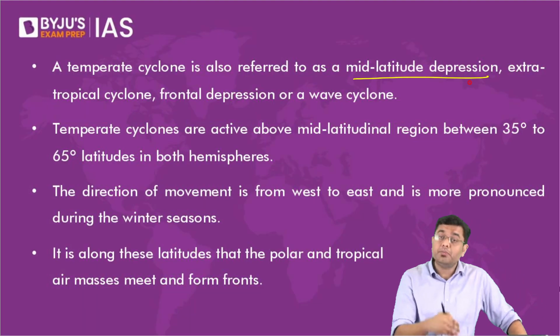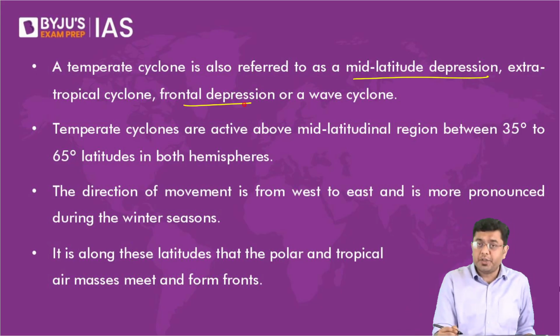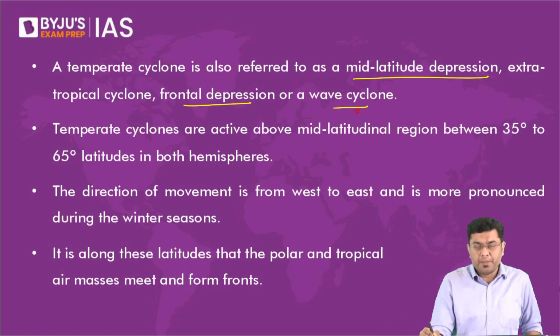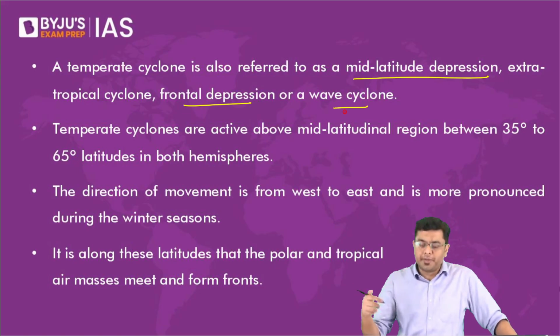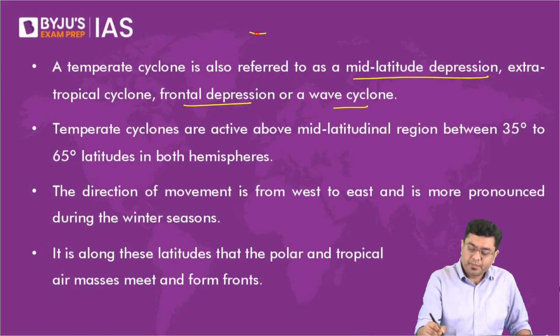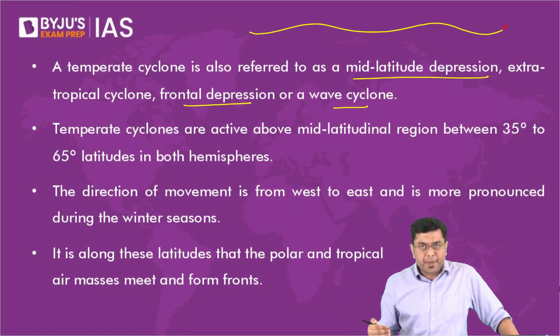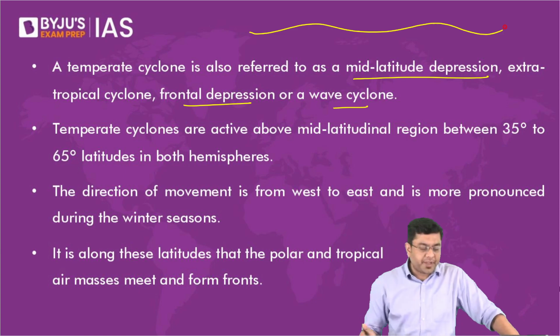Extratropical cyclone, because happening beyond the tropics. Frontal depression, because created due to a front. Or a wave cyclone. Why is it referred to as a wave cyclone? Because oftentimes when you observe the formation of a front, the front oftentimes represents a wavy shape, a wavy pattern, hence referred to as a wave cyclone.